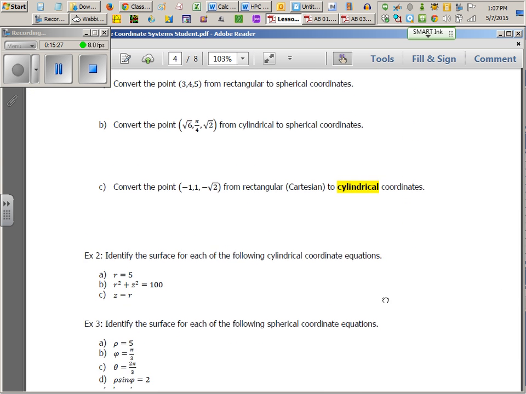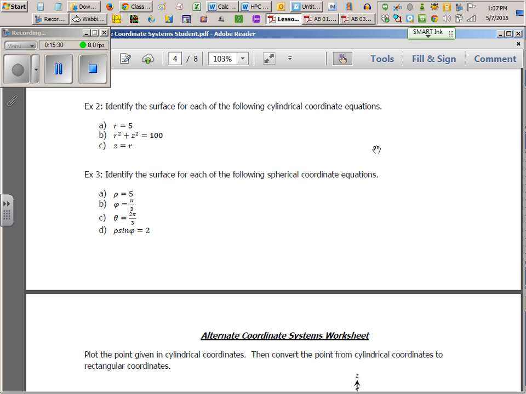Okay. So the first question says, identify the surface r equals 5. Now they probably didn't need to tell me that it was a cylindrical coordinate equation. R equals 5 just sounds cylindrical. R only shows up in the cylindrical world anyway, right? But they might need to tell me on another problem. So they did tell me. Anyway, r equals 5, what would that look like?